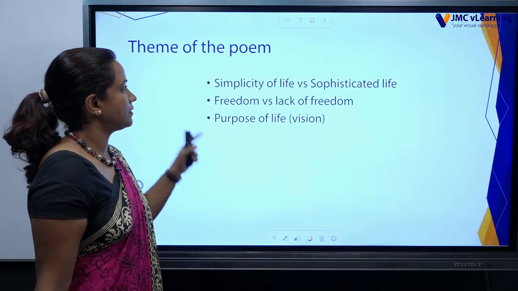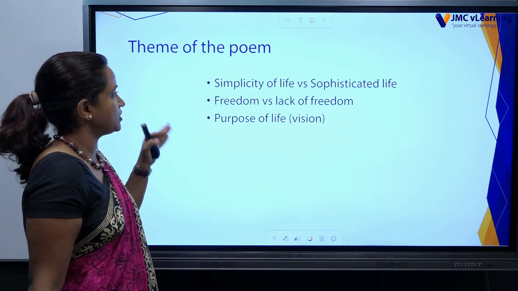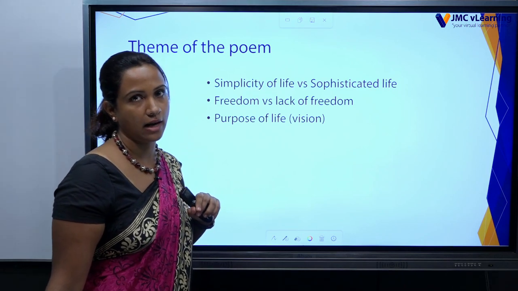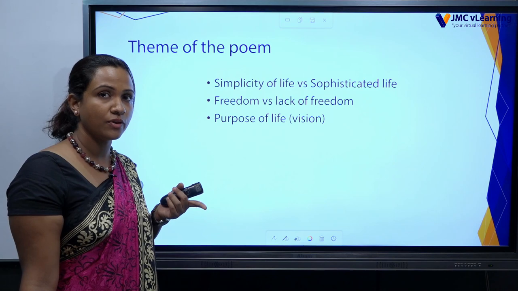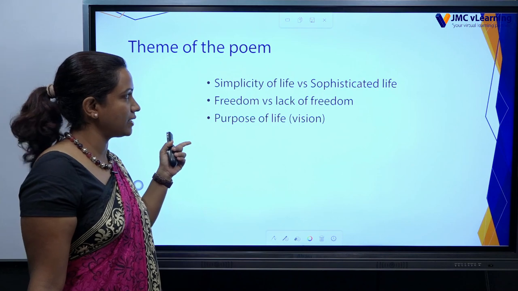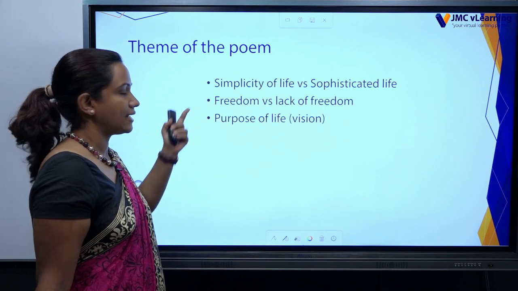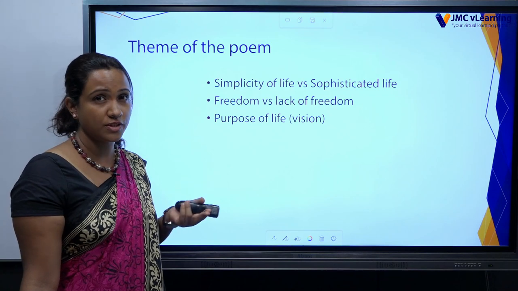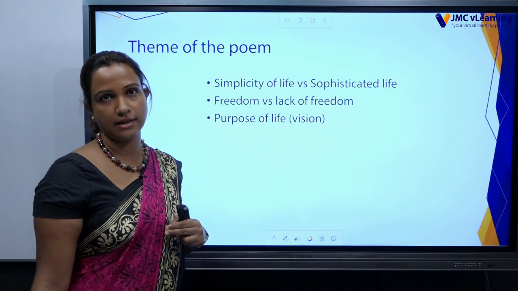Theme of the poem. There are a few themes associated with each other, so I will just explain them. The simplicity of life versus sophisticated life. The poet is talking about the simplicity. What is the simplified life? The indigenous people's life or the natural life is the simplified life. It is so free and so lovable, and that is a simple way of living. The sophisticated life is the goblet life. So it compares the simplicity of life and the sophisticated life.